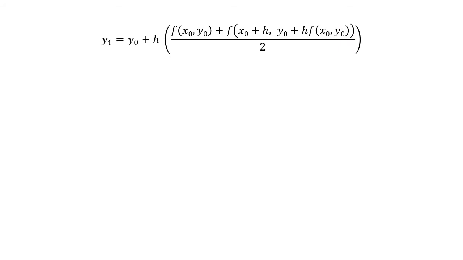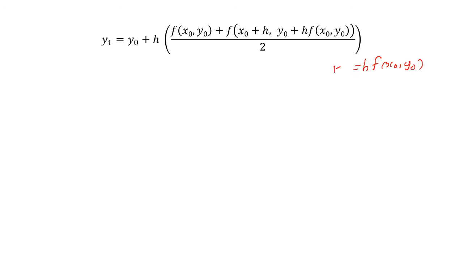Okay, we have this formula: y1 equal to y0 plus f of x0 y0 plus f of x0 plus h, y0 plus h into f of x0 y0, by 2. So we'll write the same formula in a simple way. The idea is this: we have one term h into f of x0 y0.